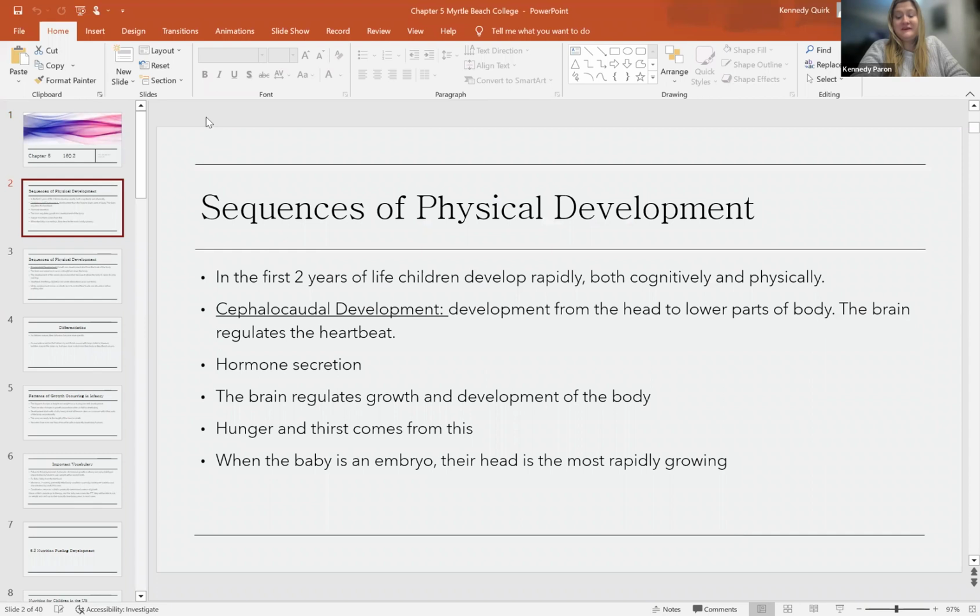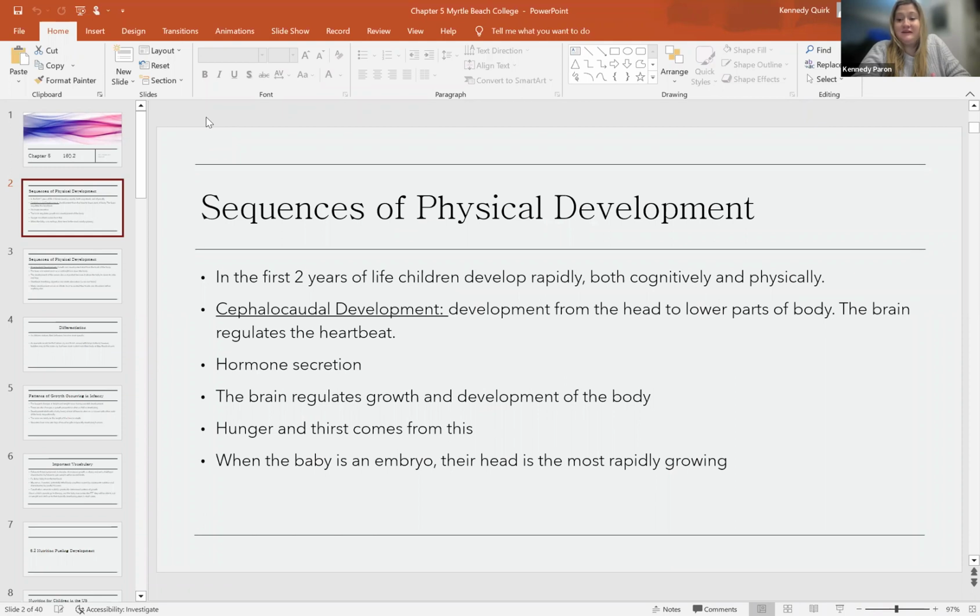So we're going to first begin with sequences of physical development. In the first 2 years of a child's development, they develop very rapidly, both cognitively and physically. So we're going to talk about the cephalocaudal development that a child experiences. This is development from head to the lower parts of the body.